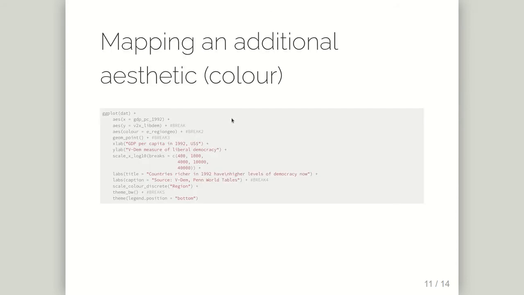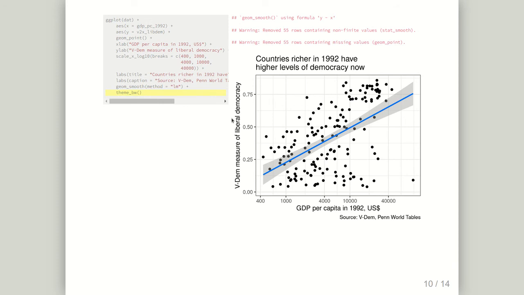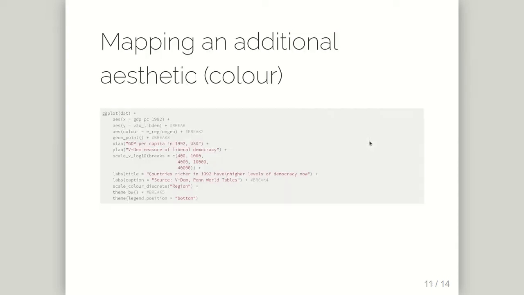That is a nice additional way of pulling out the trend that you want your reader to identify in the scatter plot. But it might not be the trend that you want the reader to focus on. You might want to include additional information in that scatter plot, which will allow the reader to pick out some subsidiary patterns in the data. And I'm going to talk about mapping an additional aesthetic.